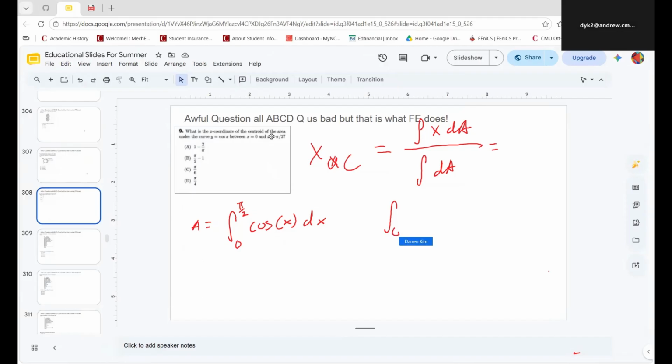Anyway, the integral from 0 to pi over 2 of x cosine x dx is equivalent to saying integral x dA in this case. So grab your calculator, there's probably an integral function in it, and do 0 to pi over 2. The inside here is a cosine. You can check your own sign convention, but it should be obvious what you're doing. It should be x cosine x.